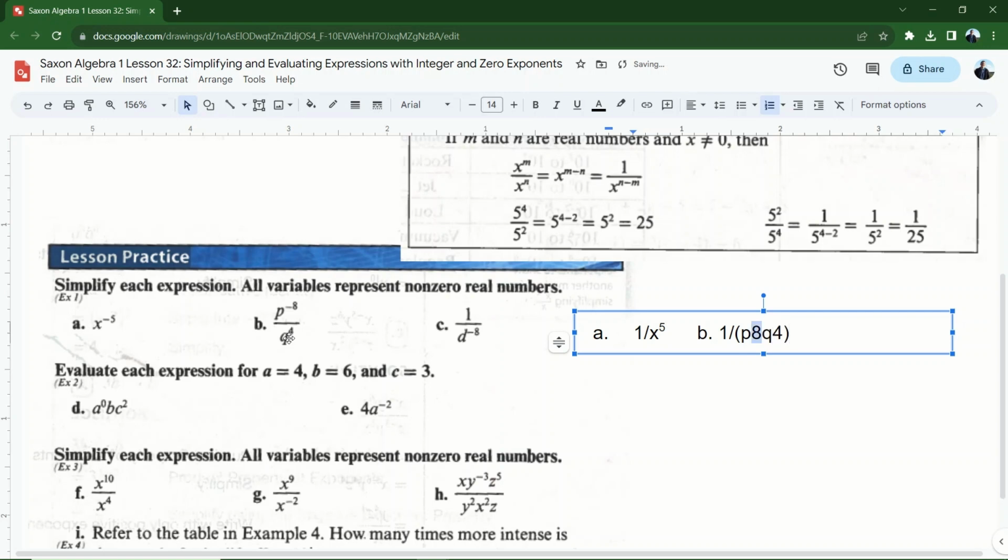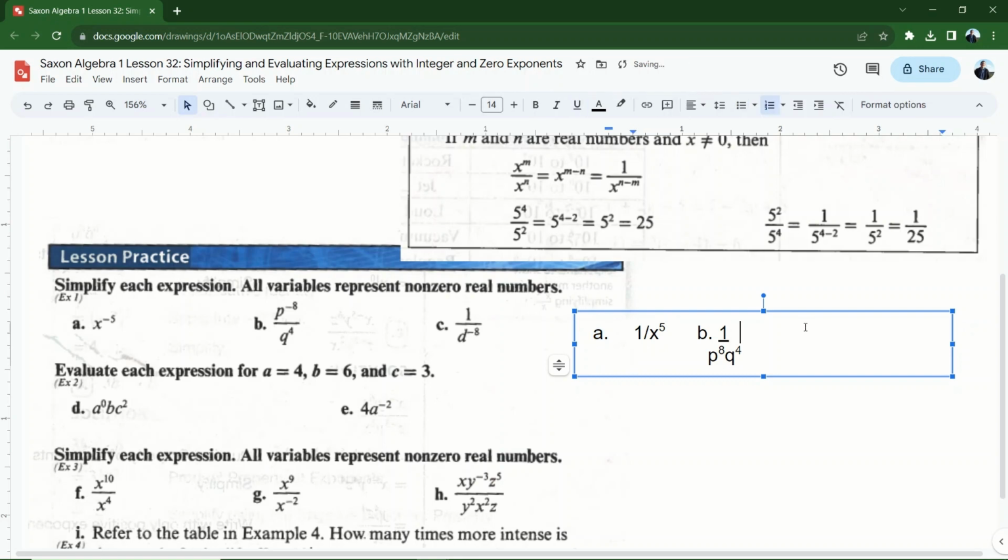Okay, let me just make this look the right way here. So it's going to be 1 over p to the 8th q to the 4th. Now, if I were going to write this in the right notation, I would do 1 with a fraction bar, and then I would take this p to the 8th q to the 4th. I would move it down to the denominator here, and it would look a lot like this. Okay, so that is what we're dealing with here.